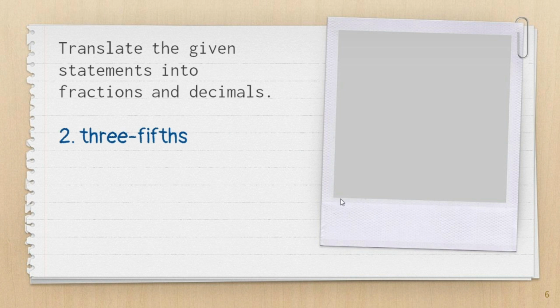3/5. Sa fraction, madali, di ba? So, that's 3/5. How about the decimal form? Sabi natin kanina, if we convert fraction to decimal form, ang karaniwan natin ginagawa is to divide the numerator by the denominator. Ang numerator natin ay yung nasa taas, ang denominator natin ay yung nasa baba. So, to convert it to decimal, 3 divided by 5. Tama? And 3 divided by 5 cannot be, so we need to add a decimal point and then 0. Alam nyo na naman siguro to, division.